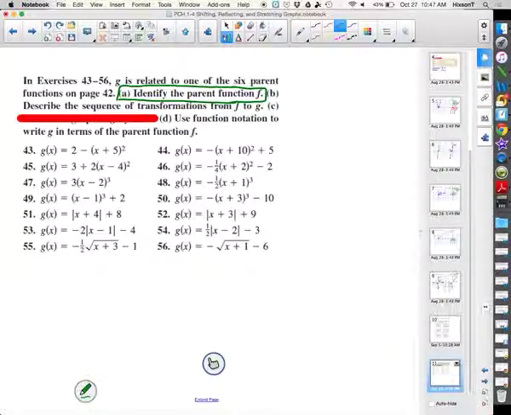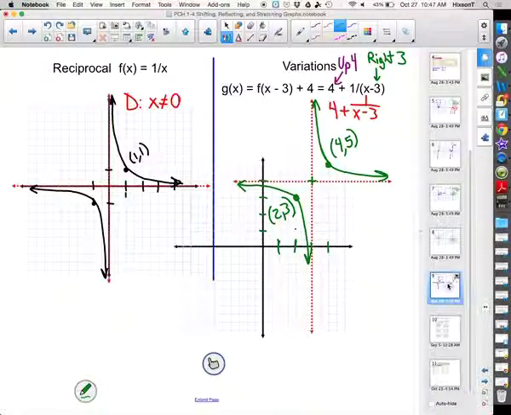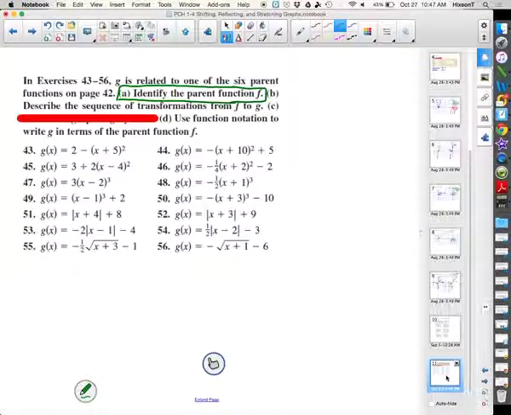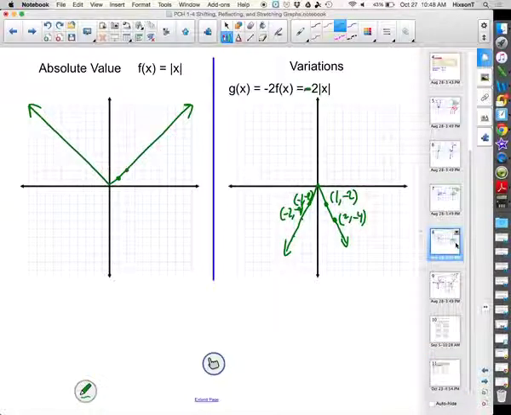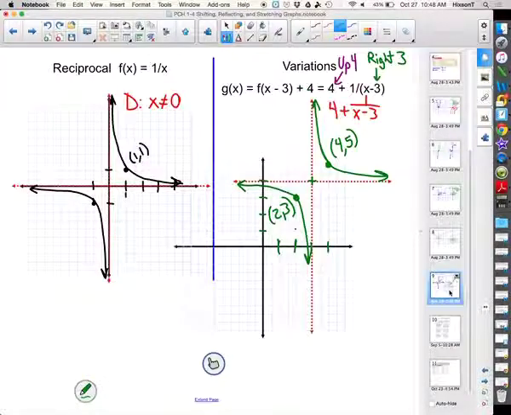Then describe the transformation. So that's what we were doing right here. We're going up 4 and to the right 3. Or you can say it's stretched vertically 3 times as tall or something like that. And then this last part says use function notation to write g in terms of the parent function f. This is what we saw here. It's -2 times the parent function. Okay? Here it's f of x minus 3 plus 4. Alright, so this is what that last part is asking you to do. Okay?